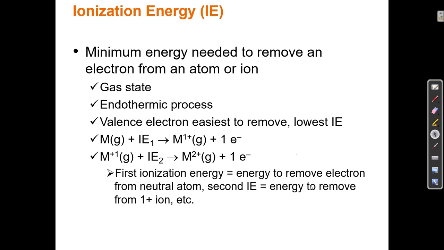In order to pull an electron away from an atom or an ion, that takes energy, because plus and minus are stuck together like magnets. So if I'm going to try to pull an electron away from an atom that it's stuck to like a magnet, stuck to the nucleus, that's going to take energy. When we measure ionization energy, we measure it in the gas state. We're talking about atoms that are not liquids or solids. They're bouncing around in the gas state. How much energy does it take to remove an electron from an atom that is in the gas state?